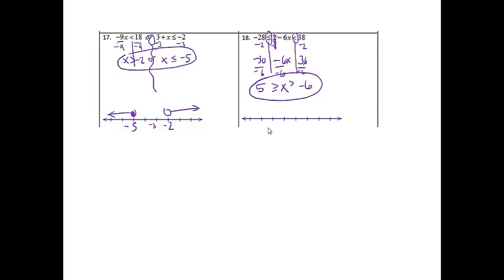When I put it on my number line, though, I do need to put negative 6 on the left and 5 on the right. And then with the 5, there's an equal sign. With the negative 6, there is not. And we do know that is a connected graph.